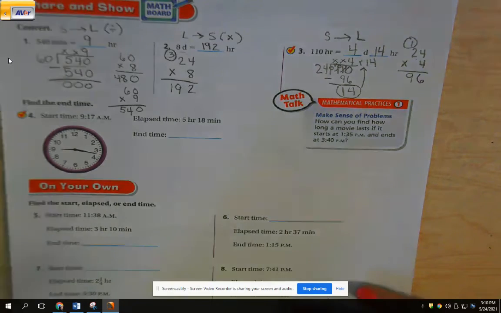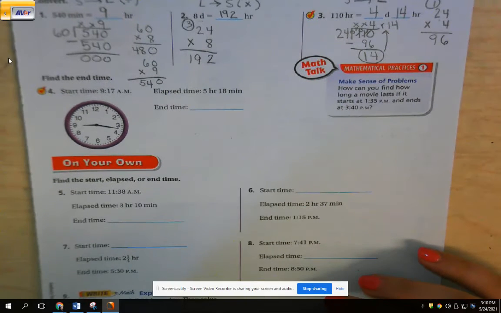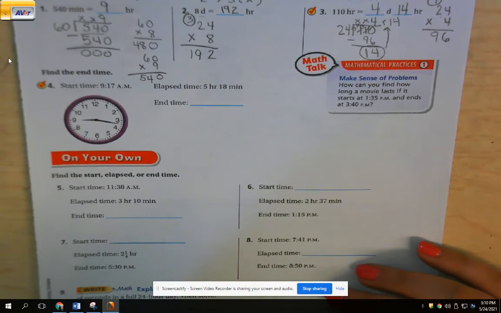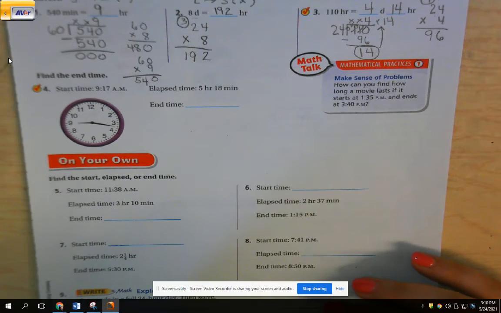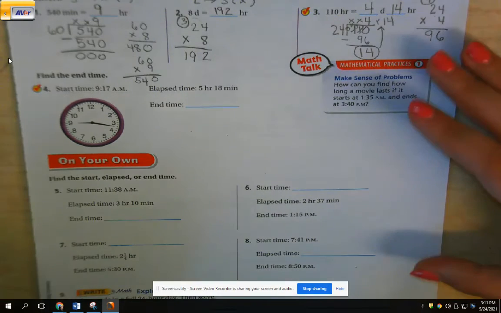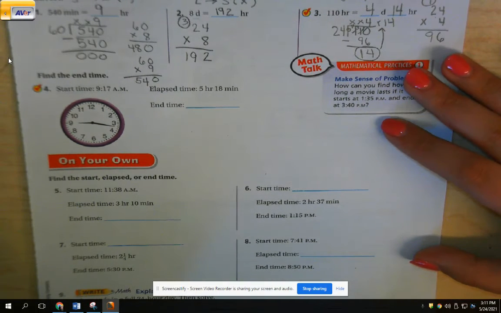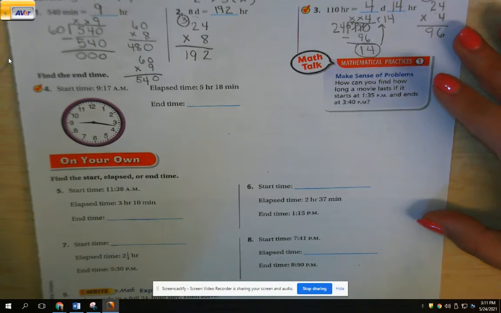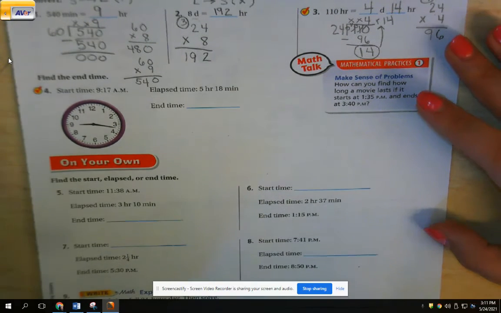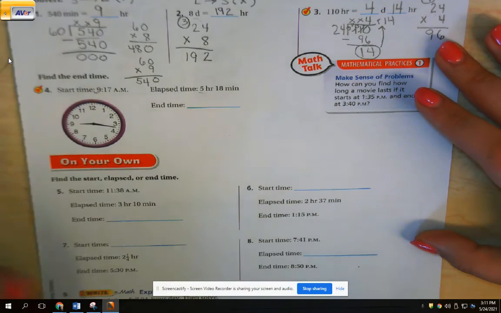All right, so for number 4, we're doing elapsed time. We're starting at 9:17. And we're going forward 5 hours and 18 minutes. So the easiest thing to do, I think, would be the hours first. So I could do 9 hours plus 5 hours.